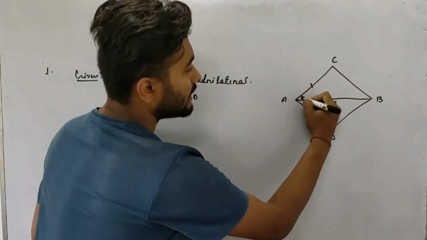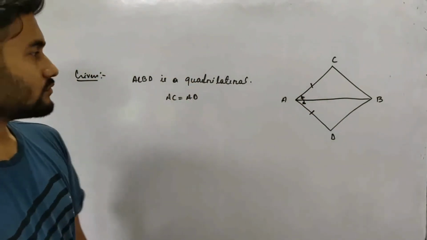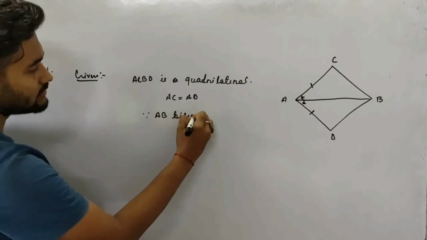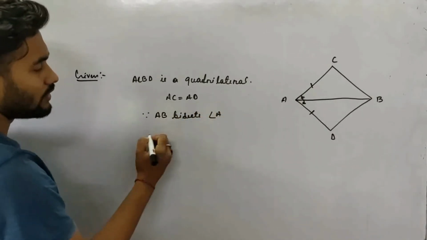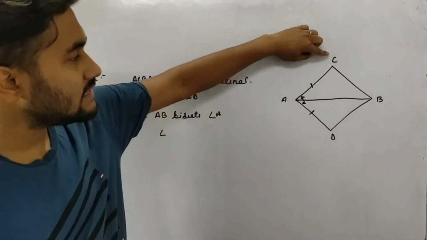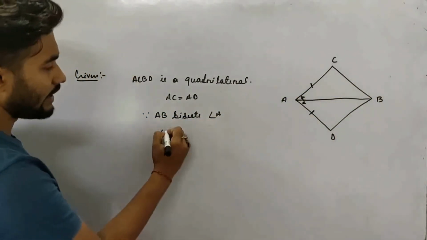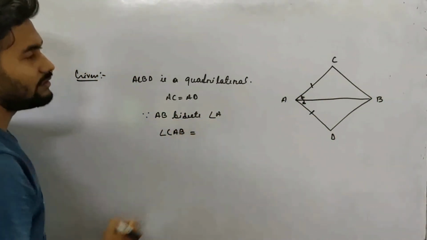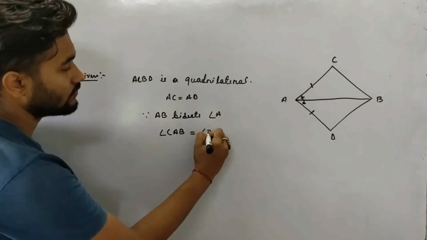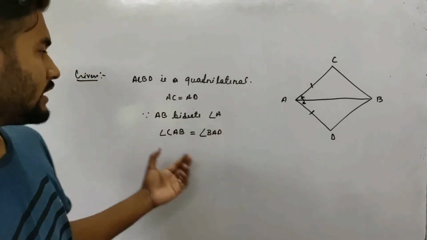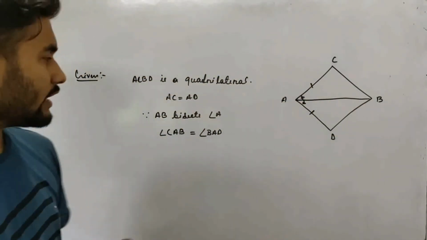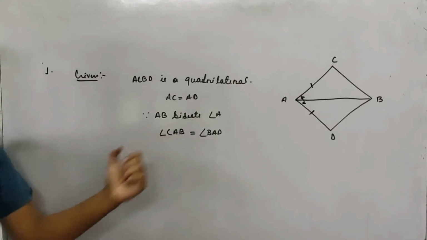That means this angle is equal to this angle. So that only we will write: since AB bisects angle A, this angle is equal to this angle. That means angle CAB will be equal to angle BAD. Understood? You write the name angle CAB, this upper angle, and angle BAD, this below angle.